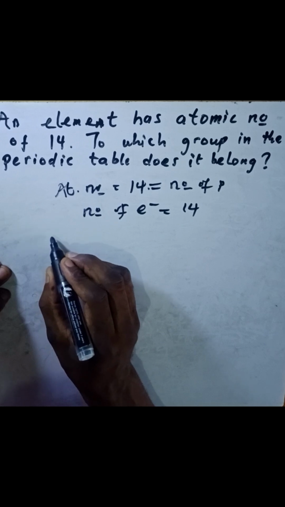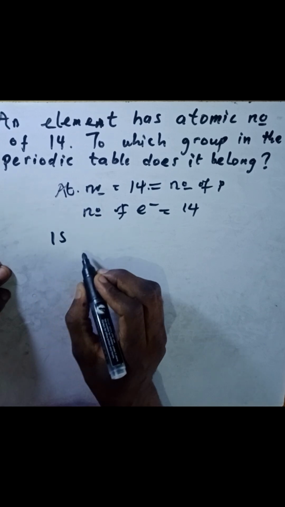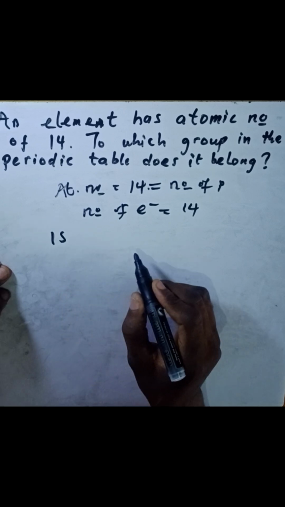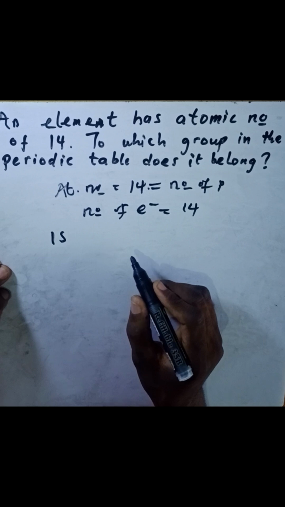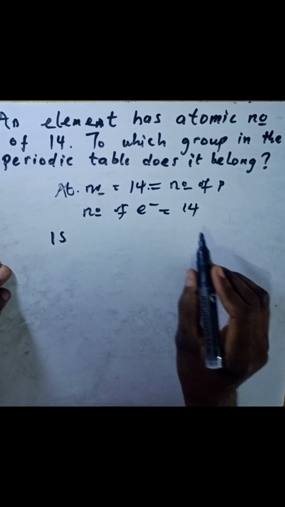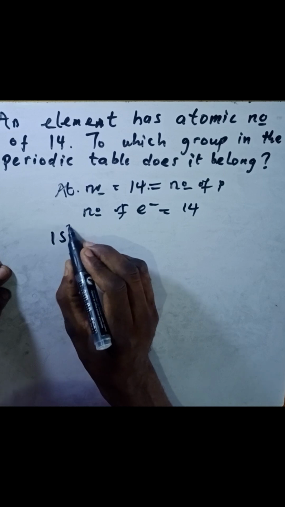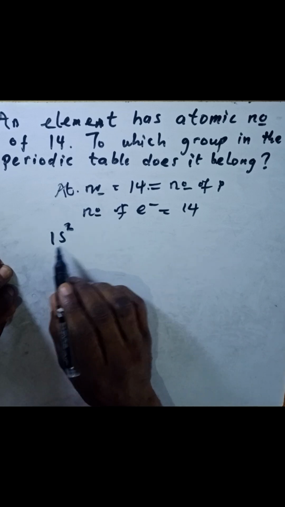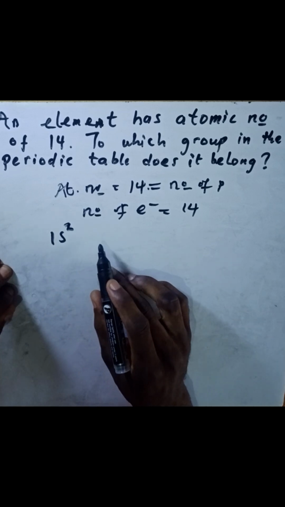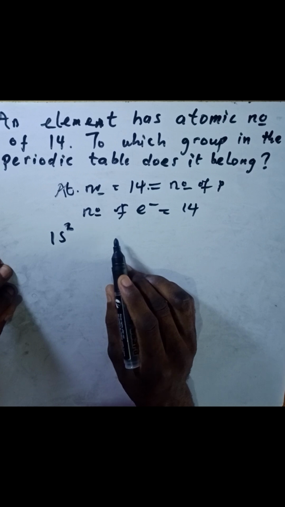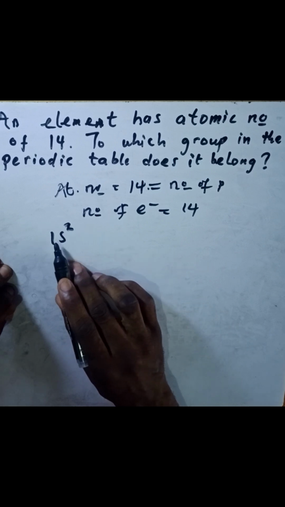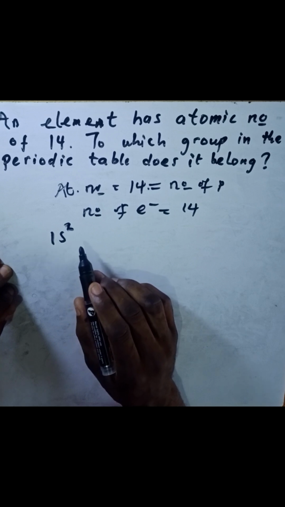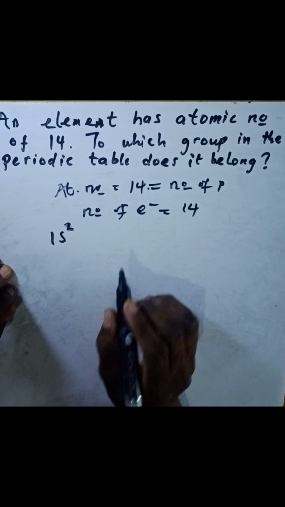We are going to start with the first one, which is 1s. As you all know, the s atomic orbital will accommodate 2 electrons because it has just 1 orbital. Out of this 14, this 1s will take 2. Are we going to have any other one in the first energy level? No, that's it. Our first energy level has just 1 atomic orbital.